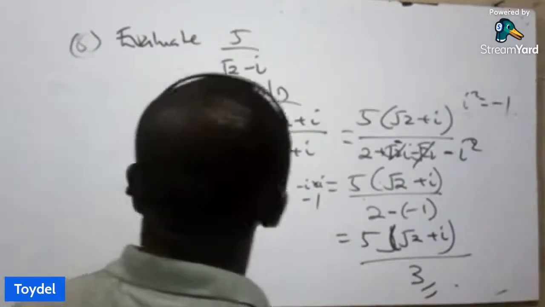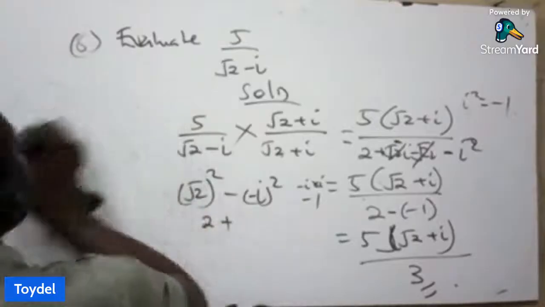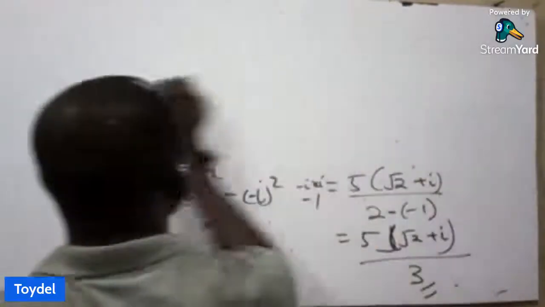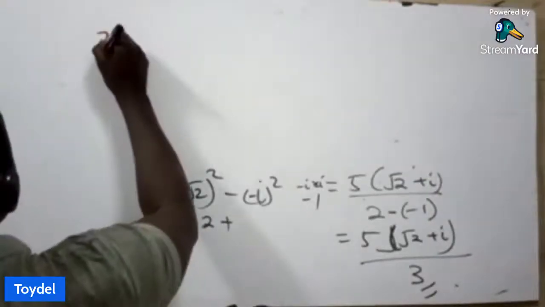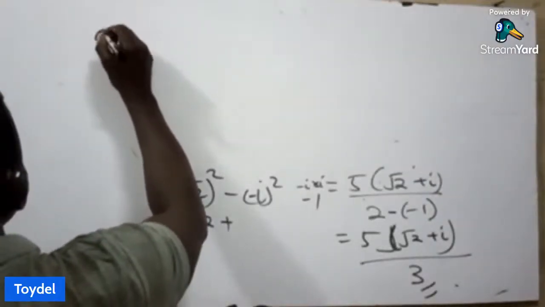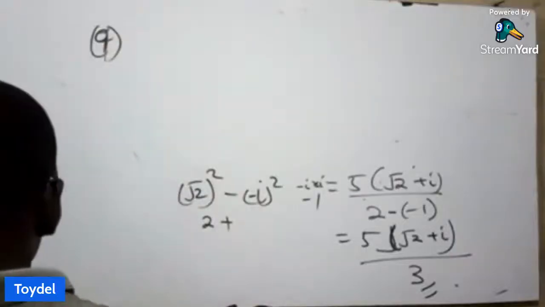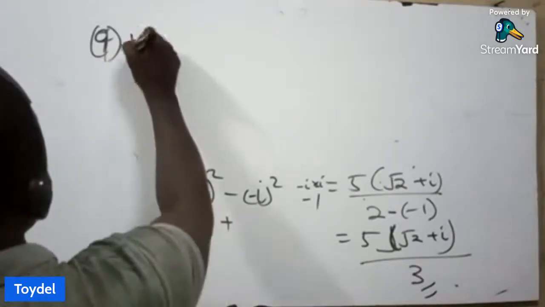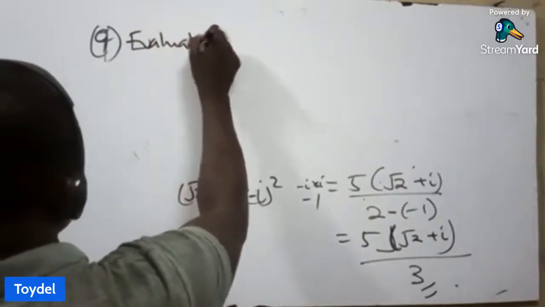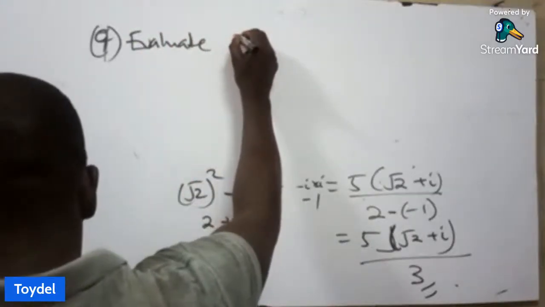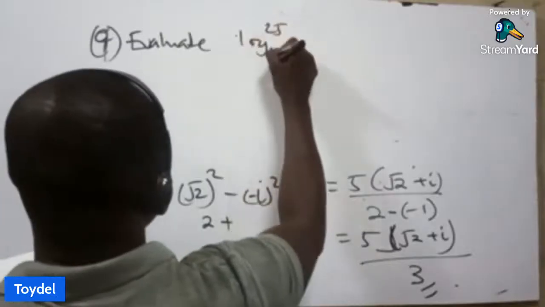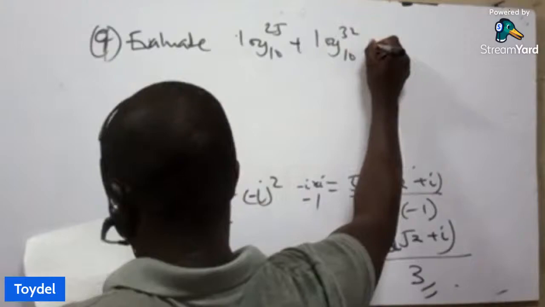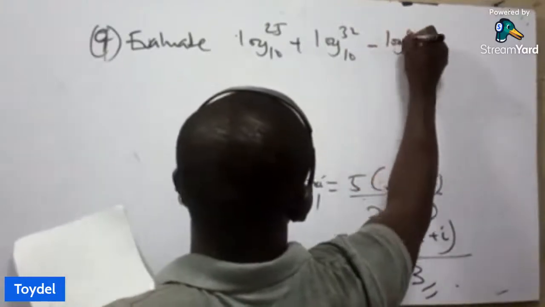So let's just try and go through the videos. Let's learn everything bit by bit so that we'll be able to solve any given multiple choice questions. So let's take another example. Okay, look at this example now. It's under logarithm. Evaluate log 25 base 10 plus log 32 base 10 minus log 8 base 10.